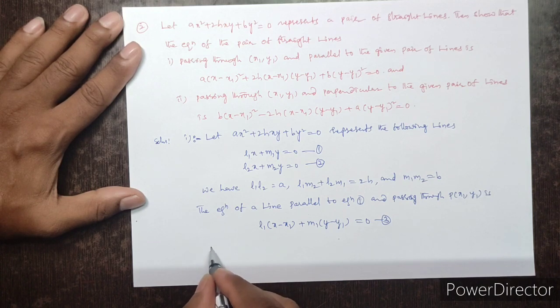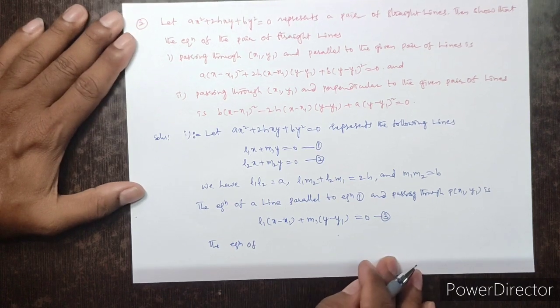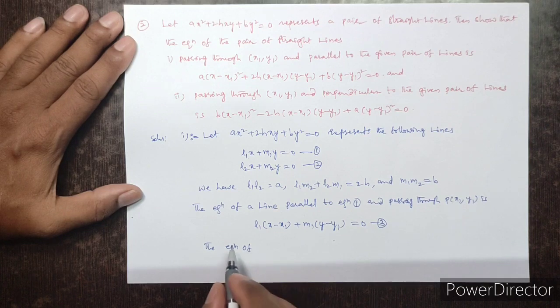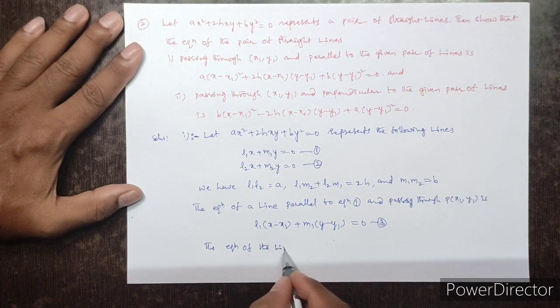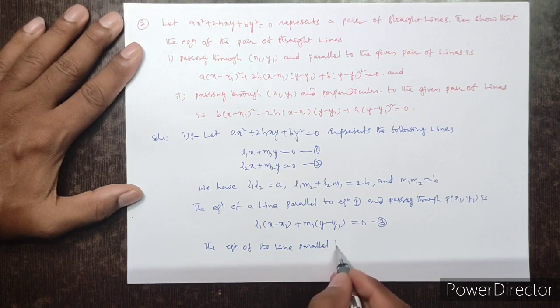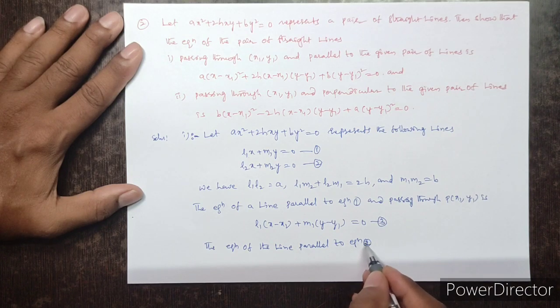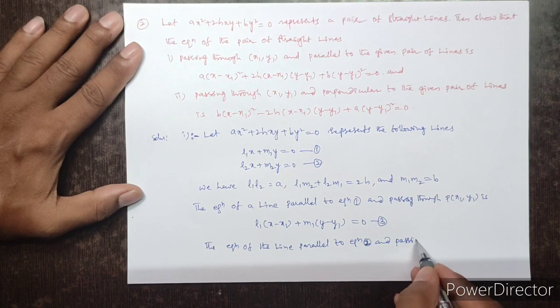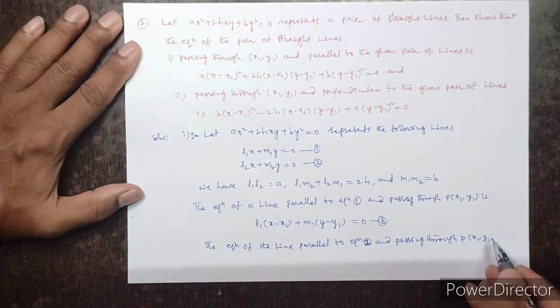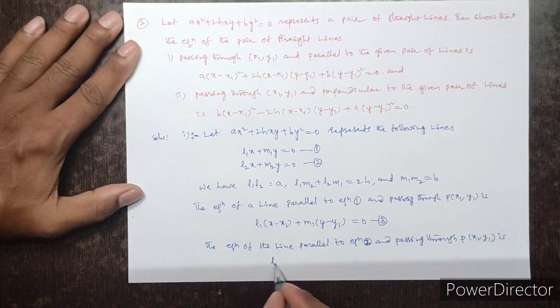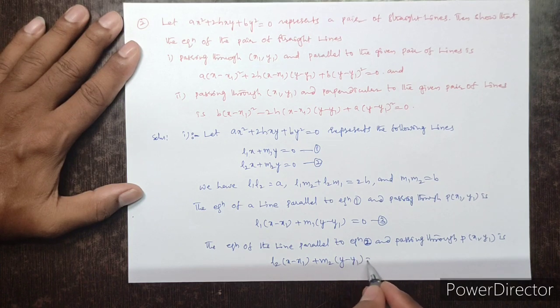And same, the equation of the line parallel to equation 2, the second line, and passing through point x1 comma y1 is L2 of x minus x1 plus M2 of y minus y1 equal to 0. This is equation number 4.